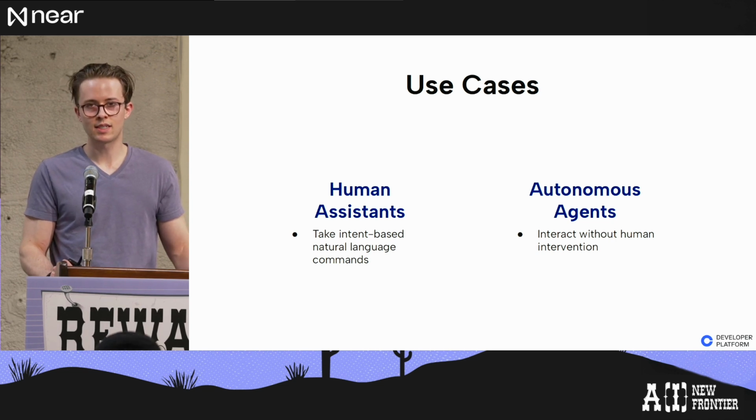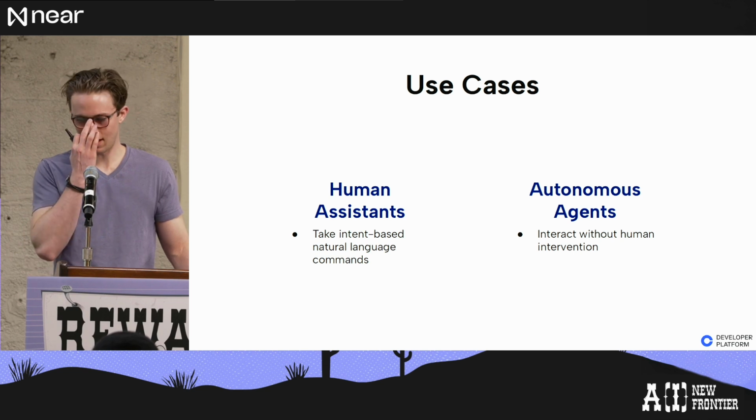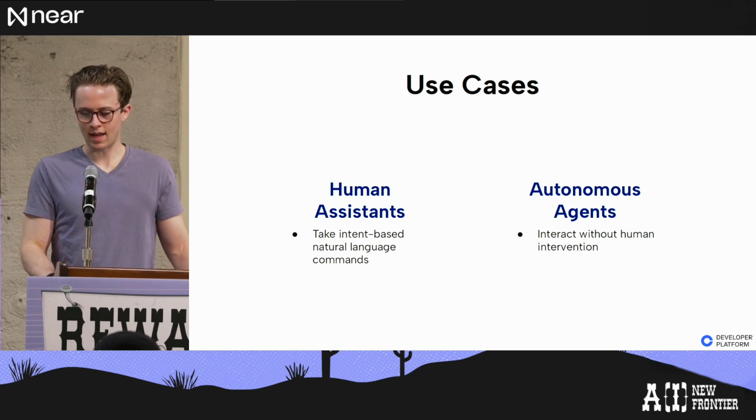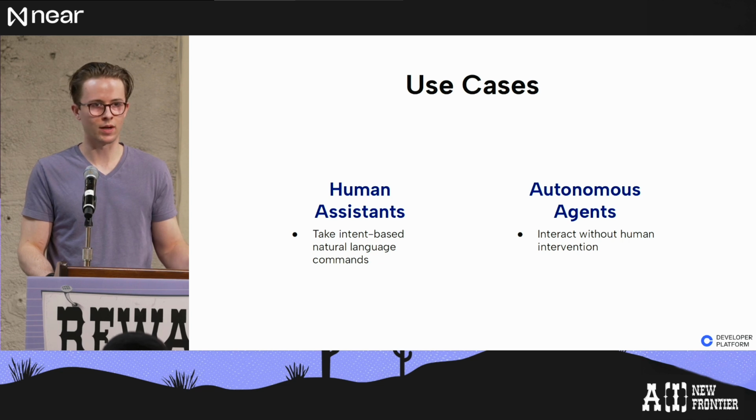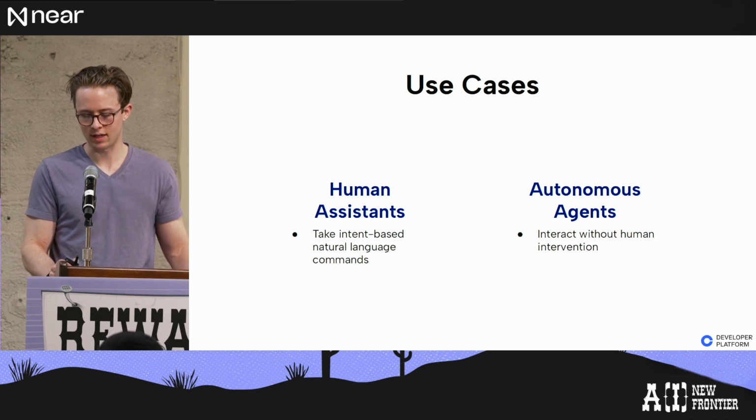The next set of use cases are autonomous agents. Autonomous agents allow you to interact without direct human intervention. These agents are deployed on an agent deployment hub, deployed directly on chain, or deployed locally, and they allow the agent to run freely based on their predefined set of goals and actions that they want to perform to achieve their directive.